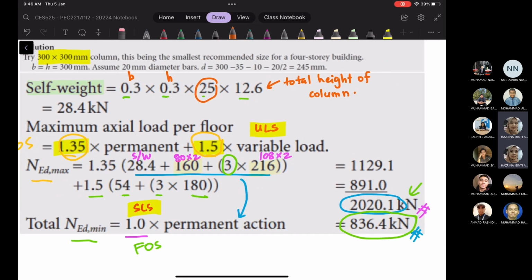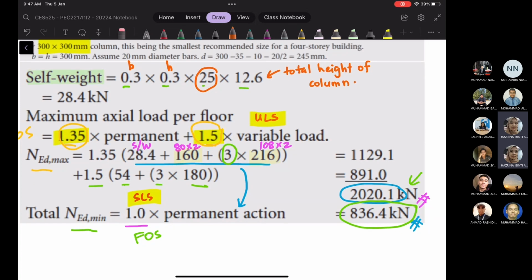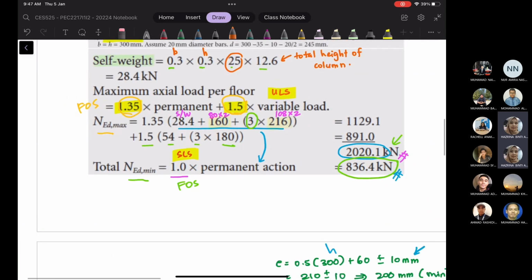So for the total NED minimum, we are going to calculate both. Earlier, we calculated the maximum considering ULS. Another one is considering SLS, because we want the difference between the values of moments. So now we multiply the partial factor of safety of 1 only with the permanent action. We do not include the value of the variable action. Therefore we have 836.4 kilo Newton.